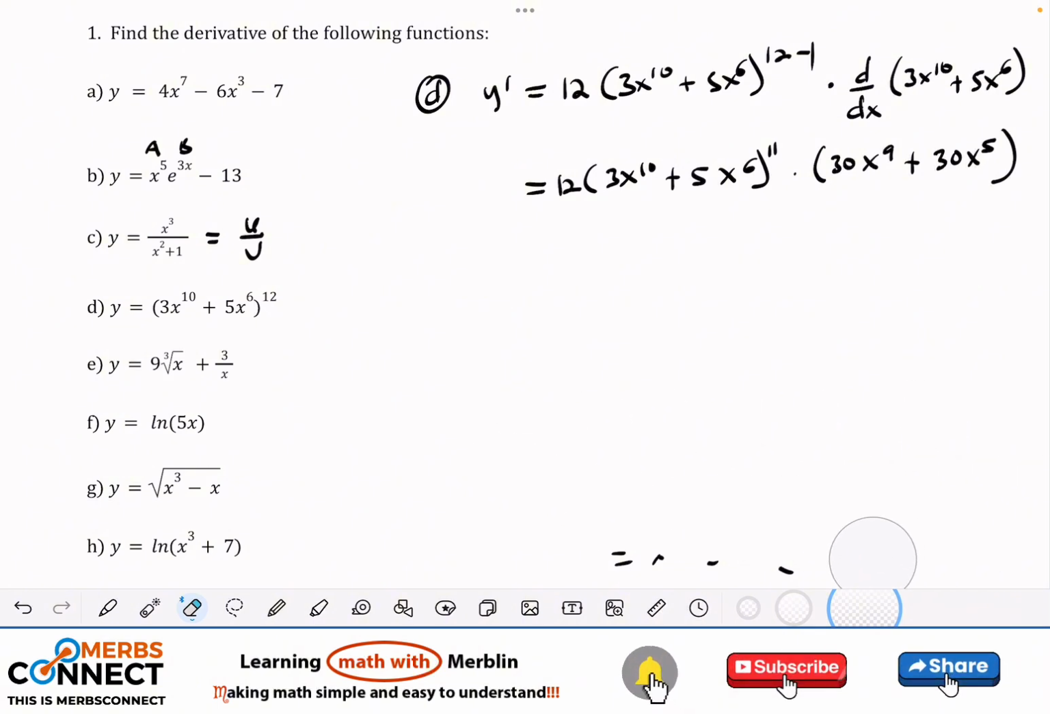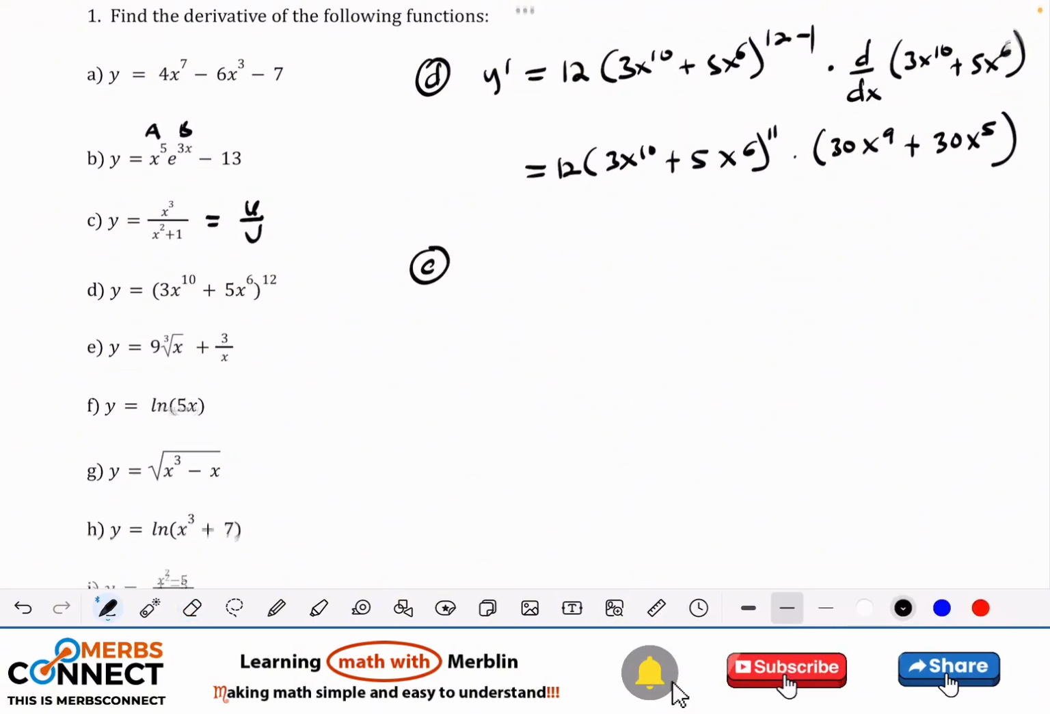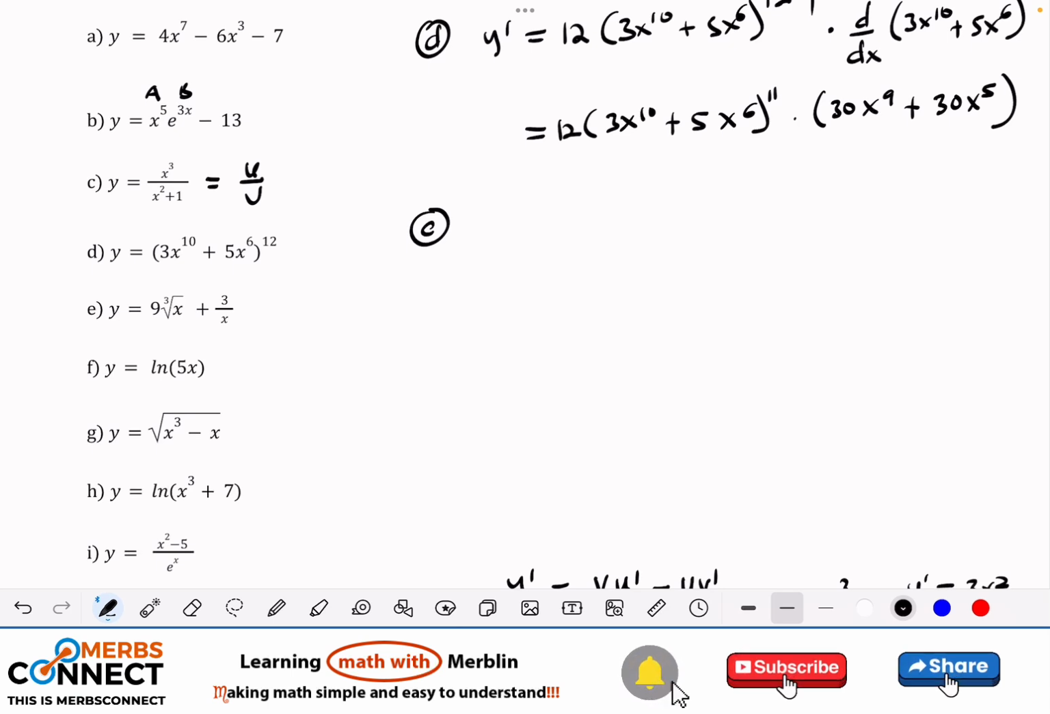Right, now let's look at E. With E, what I'm going to do is I will simplify the function.